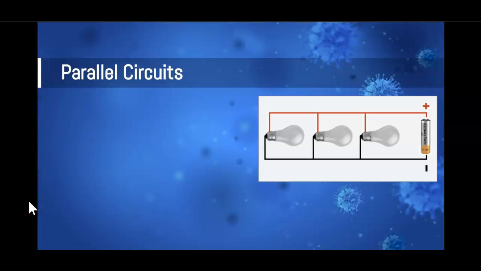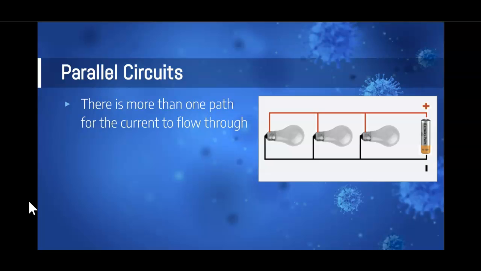So in a parallel circuit, we have more than one possible pathway for the electrons to go through. If an electron leaves the battery here at the negative terminal, it flows through the wire, and then you can see it hits a point here where it can go in one direction or another. It can travel through this bulb, or it can continue along the wire. And then it hits another point where it can go through this bulb, or it can continue along. And in this case, it would go through this bulb.